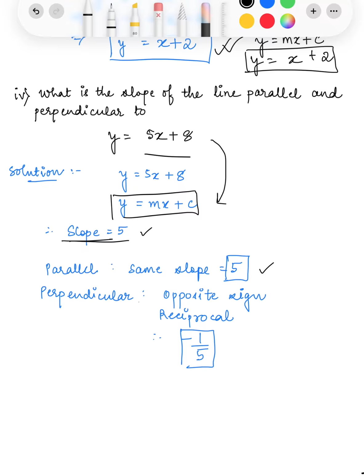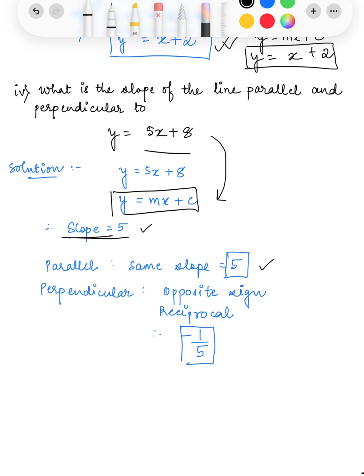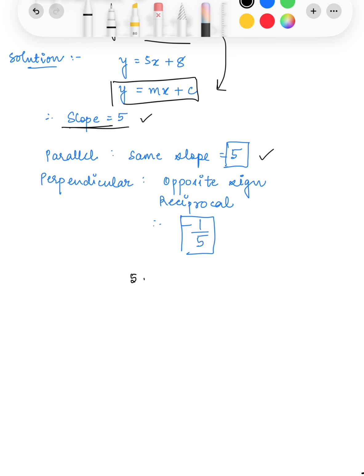And for the perpendicular, what we follow is, we'll have to have an opposite sign and it has to be the reciprocal. So the opposite sign is minus and the reciprocal is 1 by 5. So basically 5 into minus 1 by 5 will be giving us minus 1. So this was the condition for any perpendicular line.